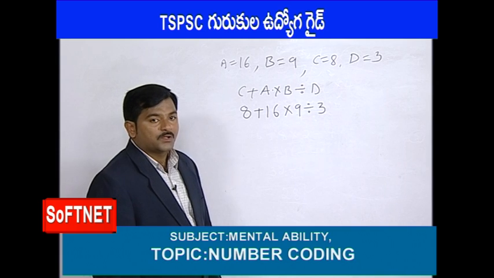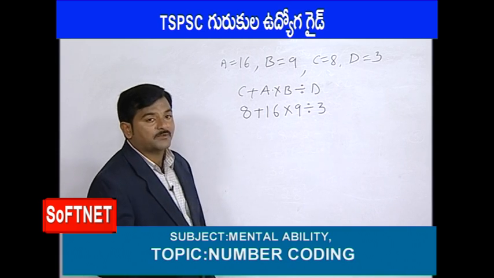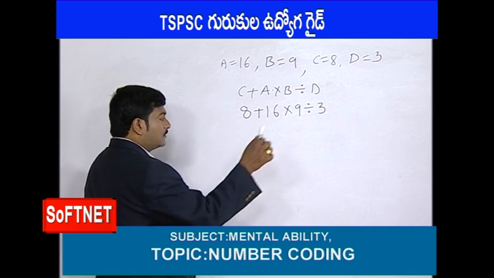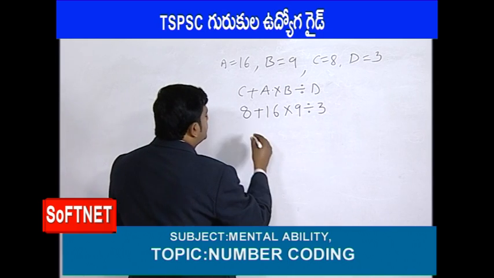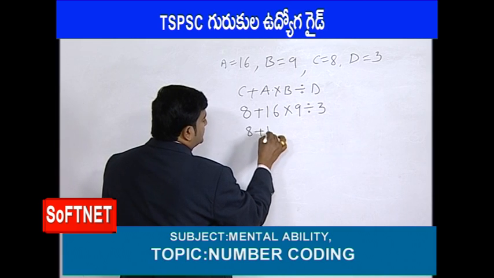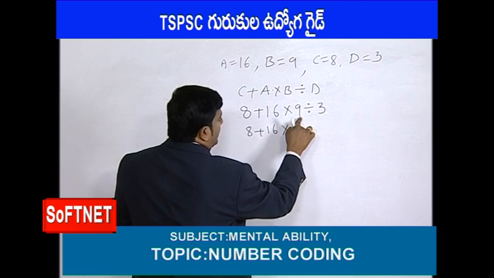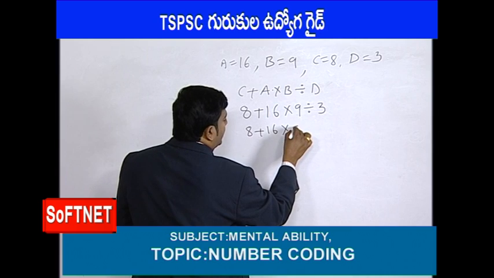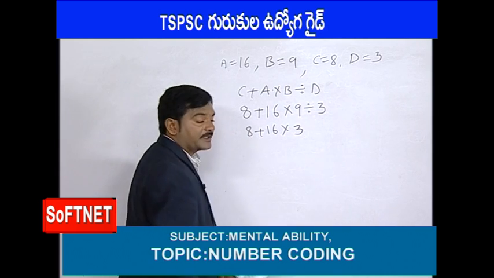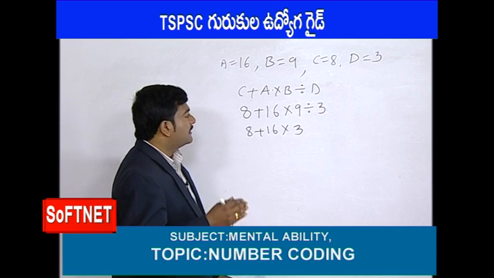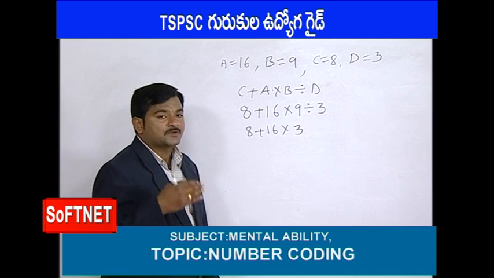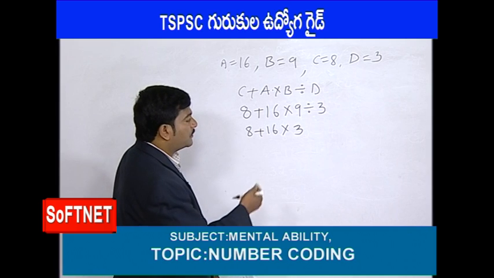I hope you understood what I am saying. Now apply the BODMAS rule for this. First of all, you have to do the division. So 8 plus 16 into 9 divided by 3. 9 divided by 3 means how much am I getting? 3. Now I have only two symbols, one is addition, another one is multiplication. So according to the BODMAS rule, I have to do only the multiplication.